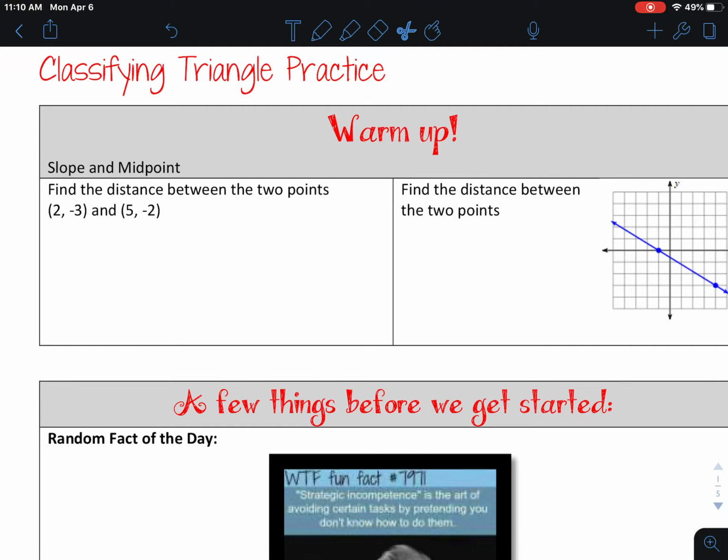Just want to come on and do another video for you on classifying triangles. We have our warm-up. It's on the distance formula, which I realize that these directions are wrong, but it is the distance formula. So I'll do one for you really quickly, and then you can do the other one by yourselves.